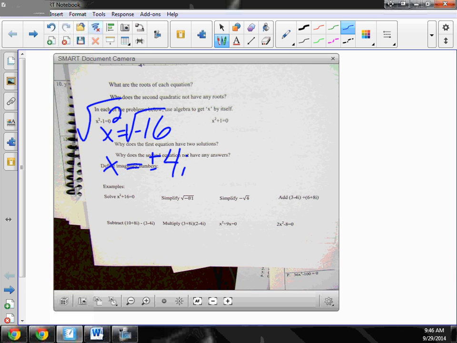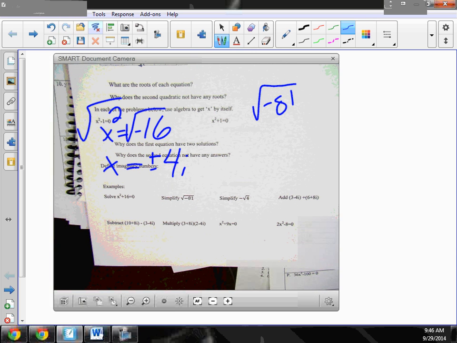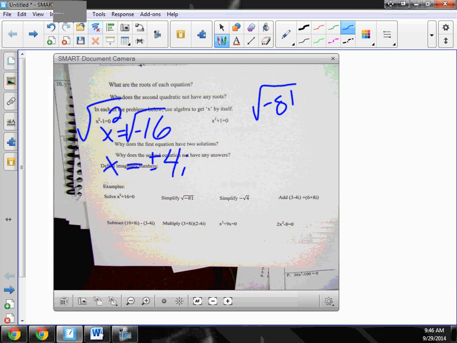So the next one, square root of negative 81. Wait, do I need plus or minus? Did I have x squared equals negative 81? No. How do you write the positive root? It's just 9i.